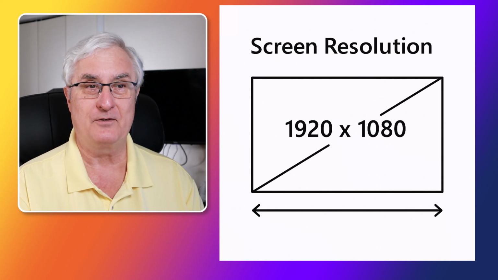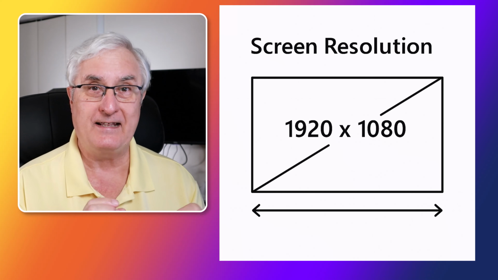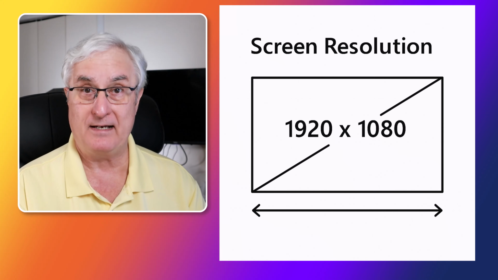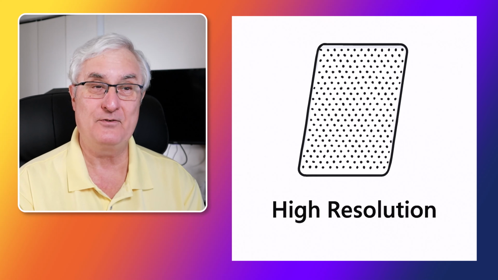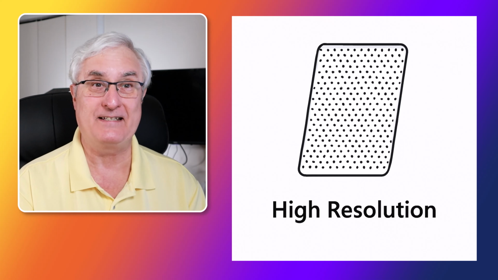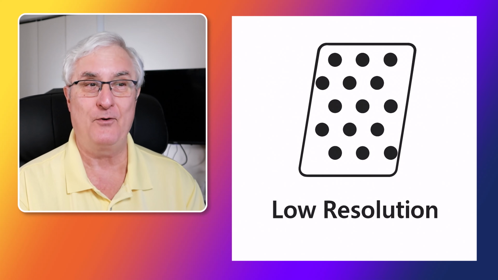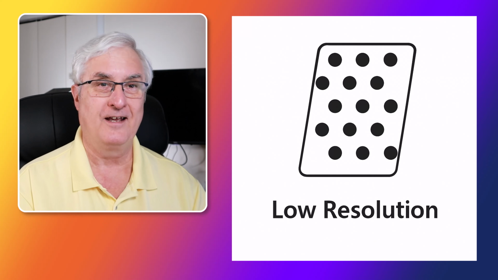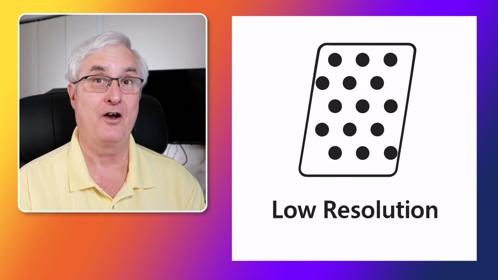Now, a lower resolution screen has less detail, but larger text and icons. In other words, they're making things bigger to fill things up because they don't have as many pixels. Think of it as a high resolution screen being a big piece of paper with a lot of tiny little dots. A lower resolution screen has bigger and bigger dots though. So let's have a look and see where we can find the resolution on our computer.